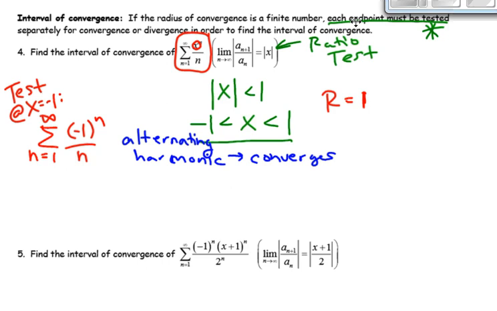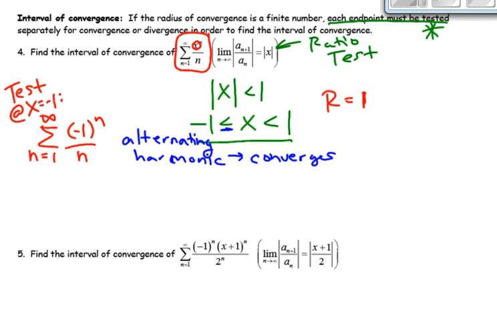So at the point x equals -1, while the ratio test was inconclusive, when I plug in -1, it shows that we're actually convergent at -1. So how that would change my interval of convergence is that instead of x being bigger than -1, it's actually -1 is less than or equal to x. So that's how testing those endpoints works.